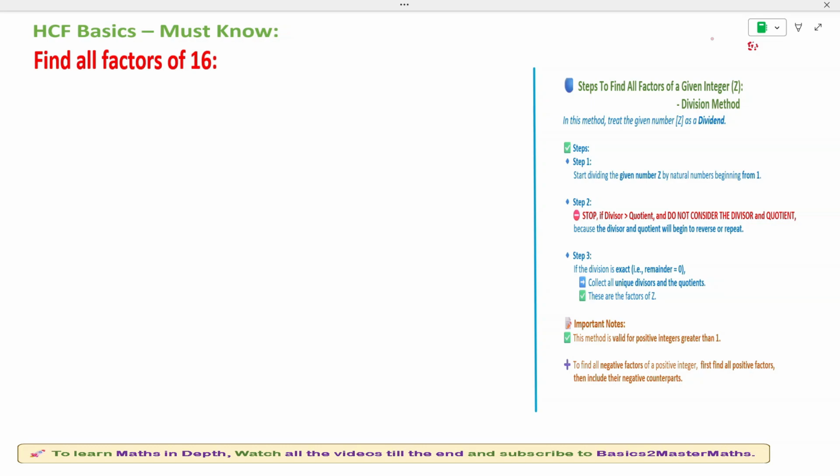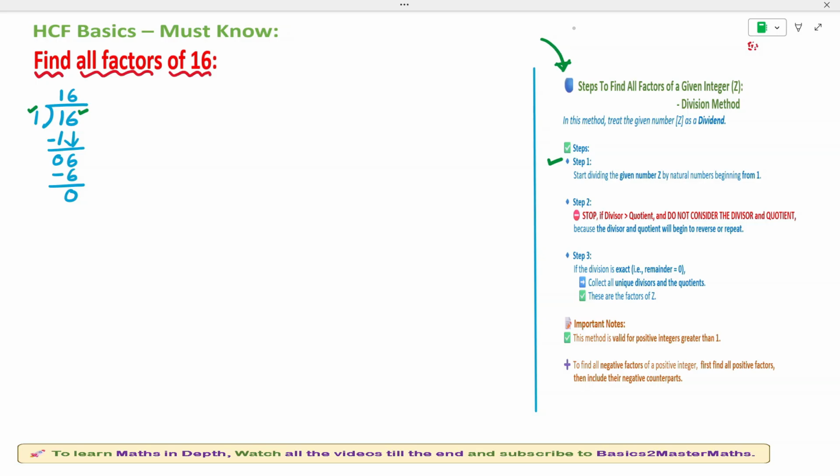Today, let us see how to find all factors of 16. Before solving the problem, please go through the steps below. Step 1. Start dividing 16 by the natural numbers beginning from 1.